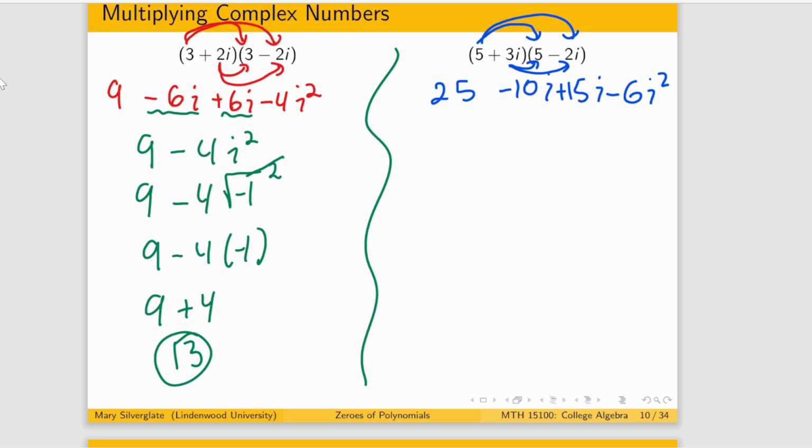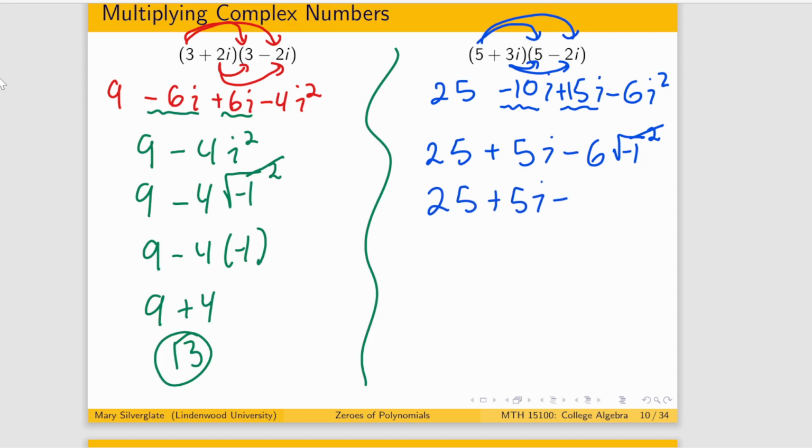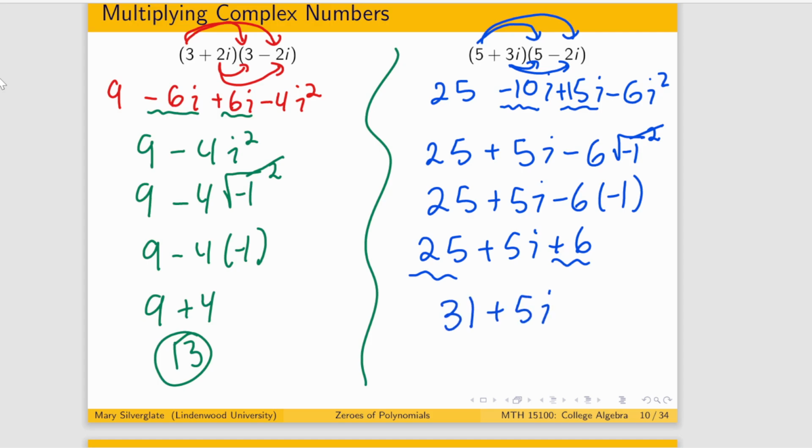So when you were simplifying, hopefully you noticed that -10i and 15i are like terms, although this time they don't just cancel out. I'm just going to be left with +5i. And then hopefully you rewrote i squared as the square root of -1 squared. Then you notice that squaring a square root undoes each other, and I'm left with -6 times -1, which leaves us with +6. And now 6 and 25 are like terms, so I have 31 plus 5i as my final answer.